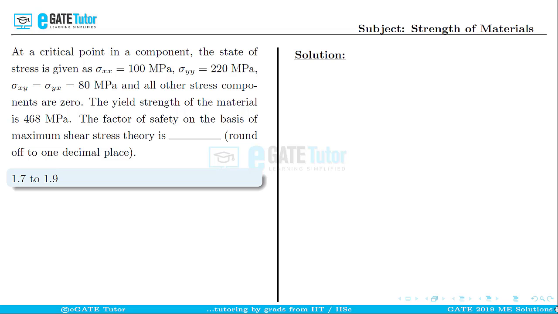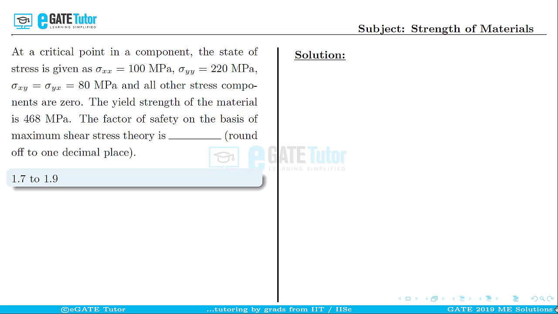The yield strength of the material is 468 megapascal. The factor of safety on the basis of maximum shear stress theory is. We need to round off the solution to one decimal place, and the accepted answer range for this numerical answer type question is 1.7 to 1.9. Let's proceed to the solution.